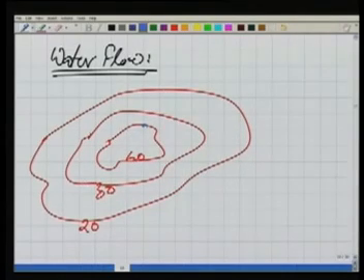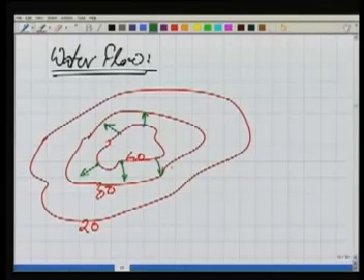It would flow in a direction which is perpendicular to the contour. It will go in this direction. A water drop which is kept here will go in this direction. A water drop which is kept here will go in this direction. Obviously, because it's a hill, if the water is poured there, it will flow out. So similarly here, the water is flowing out.